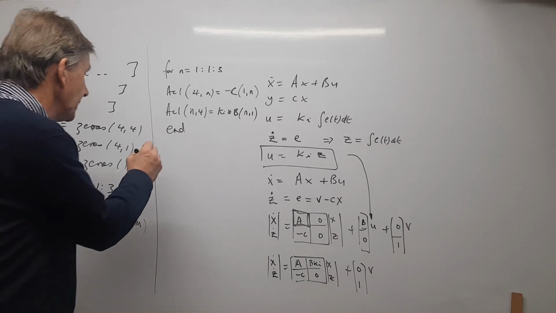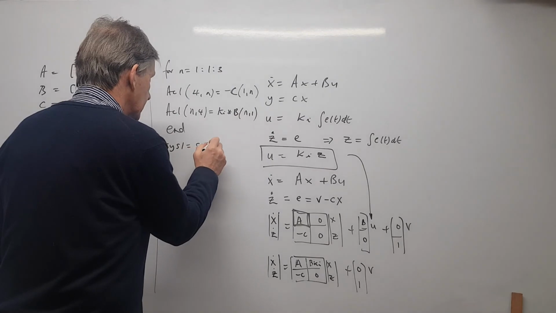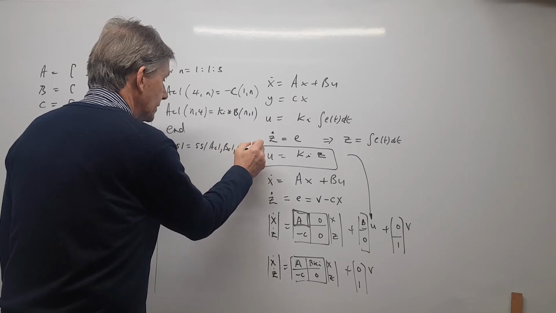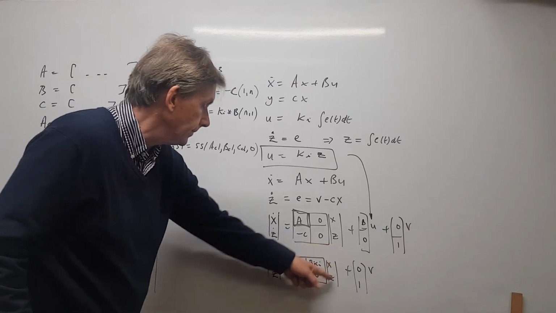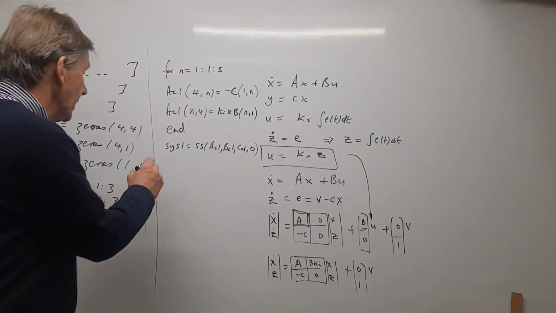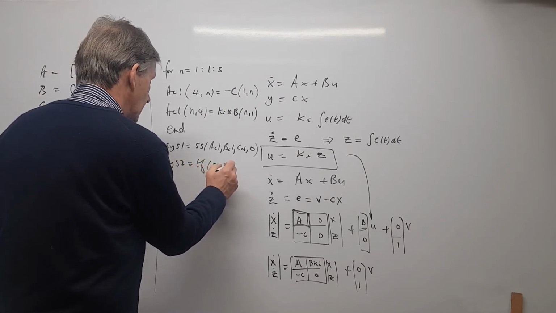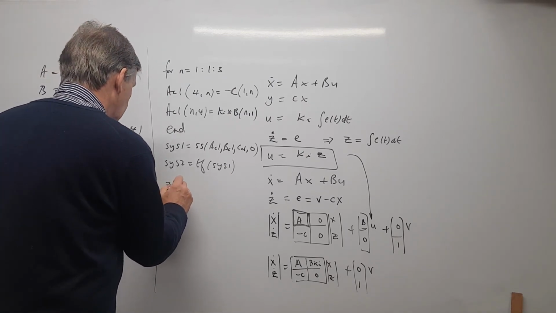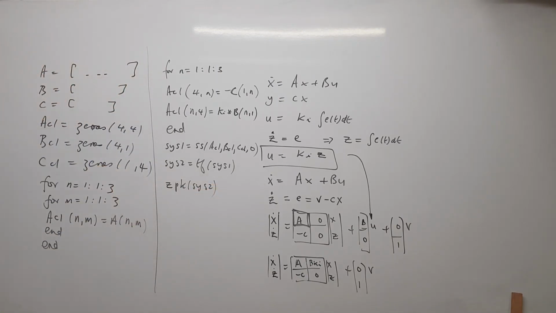And then once I've done that, I can put, say, sys1 equals SS(ACL, BCL, CCL, 0). And that will then transform this into a state space representation in MATLAB. And then I can say, say, sys2 equals TF(sys1). And that will give me it in transfer function form. And if I then put ZPK(sys2), I will get out the closed loop transfer function factorised into poles and zeros.